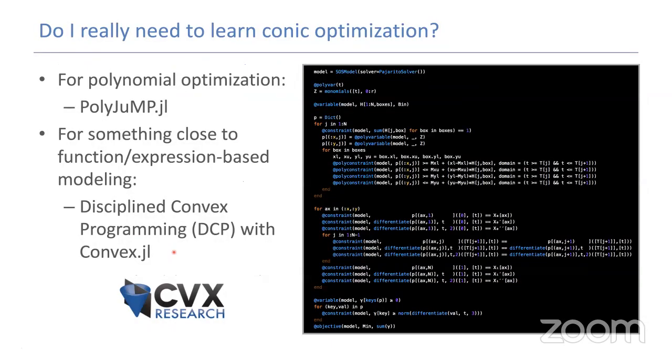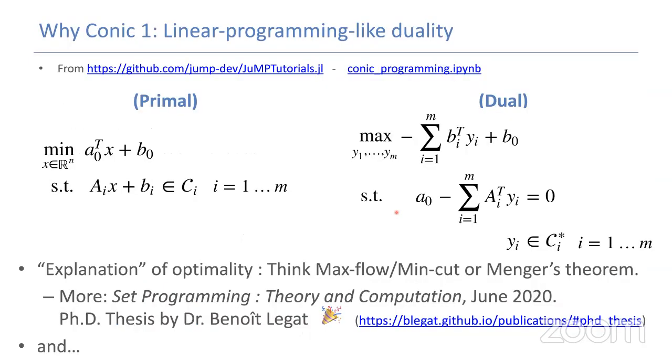Now, one of the things I like about Julia is you can start playing with it and try it, and then you can start peeling the onion and get to know what is behind it and why this thing is working. So let me tell you a little bit about that. The first question is, why conic? Why do I go with the complication of writing a conic problem instead of just using functions or expressions?